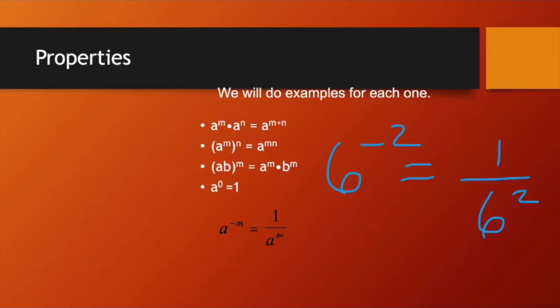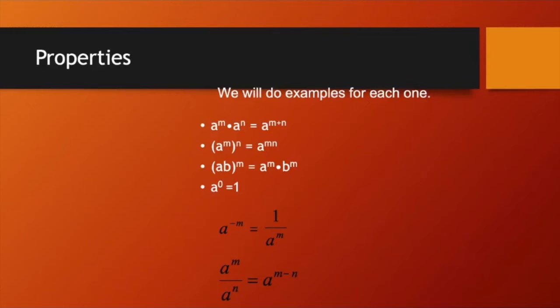So if I had 1 over 5 to the negative 2, how do I make that become positive? I just bring it up, 5 squared, over 1, but you don't have to do that. Just like the very top one up here, if I have 2 things of the same base and I'm multiplying them, I add their exponents. If I'm dividing, I subtract their exponents.